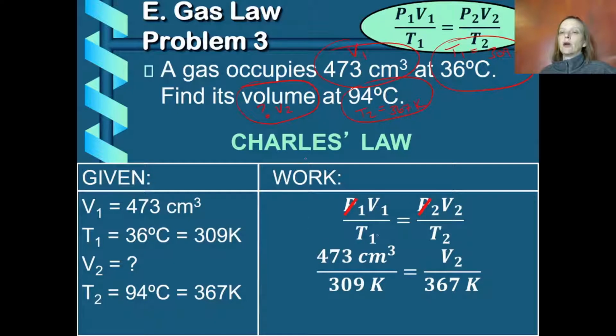Plugging in our known values, V1 is 473, T1 is 309, V2 is unknown, so I leave it as the letter V, and 367 Kelvin here. So whether you want to solve this by cross multiplying and then dividing away the 309, or probably just simpler to just multiply both sides of the equation by 367 Kelvin, the Kelvin cancels out with the Kelvin. So just do 367 times 473 divided by 309 gives you 562 cubic centimeters.